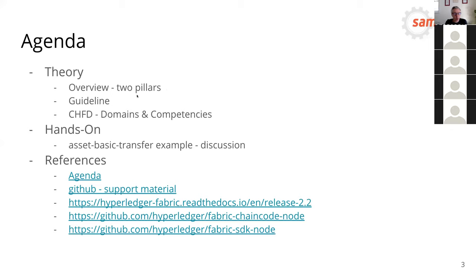A small overview, then I will give you a guideline of what is needed. I have prepared these domains and competences so that you can have an overview of what is important. In the next and upcoming sessions, I will talk a little bit more about chain code and client development, and I will pick some special parts. Today, I will give an overview and I will use the asset basic transfer example, because that's a good starting point for the chain code and also for the client side.